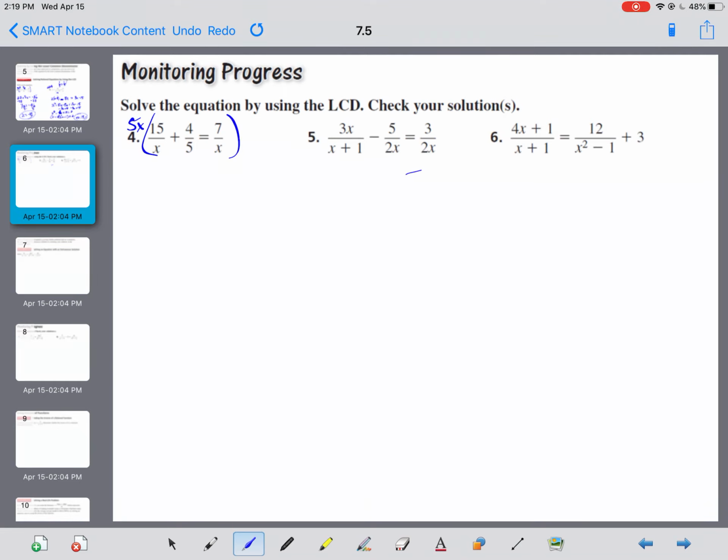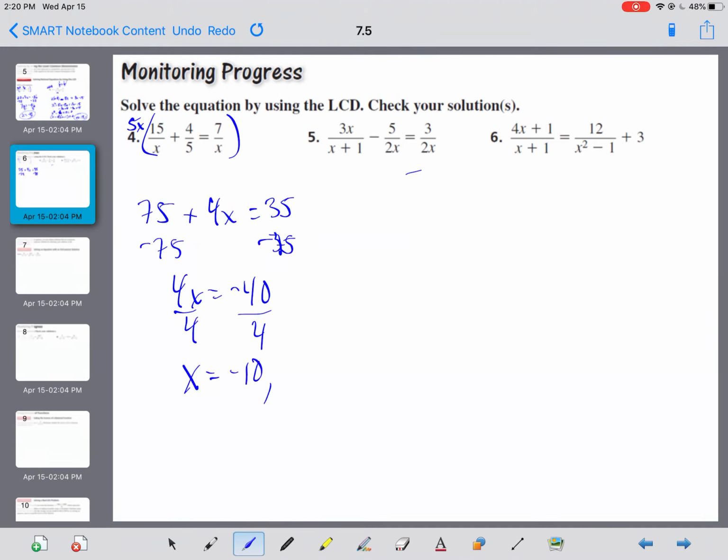All right. The least common denominator, I got an x, I got a 5. So 5x is what I'm going to multiply by. Drop the x, multiply by the 5. 50 plus 25 is 75. Plus, drop the 5, multiply by the x: 4x. Drop the x, multiply by the 5 is 35. Minus 75. 4x equals -40. Divided by 4, x equals -10.